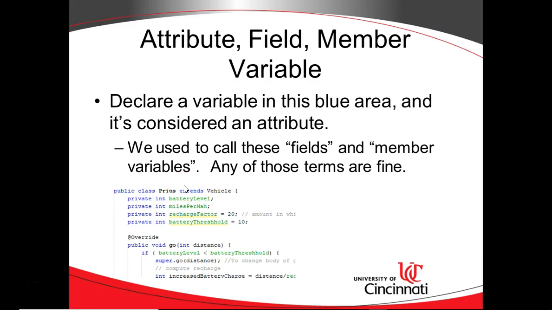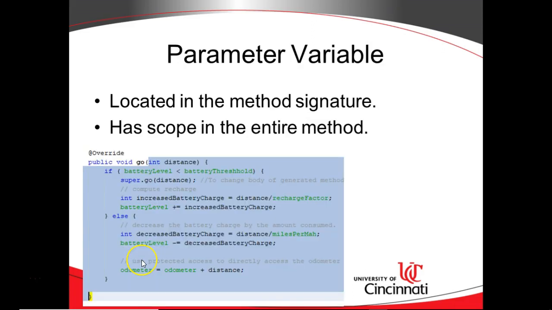Okay. Here's an example where I've declared some variables in a class called Prius. Notice I have battery level, miles per milliamp hour, recharge factor, and battery threshold. You see, these are all right after the class declaration line, but they're not within a method itself, so these would be called fields, attributes, or member variables, depending upon your perspective.